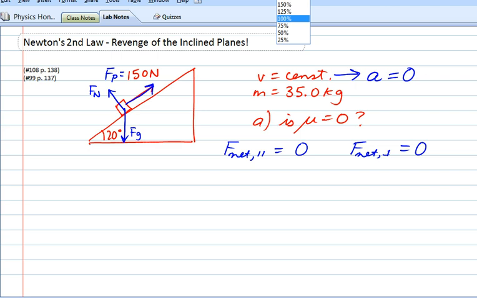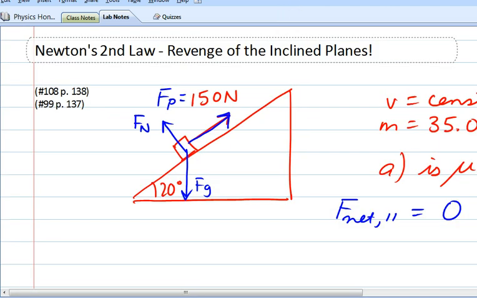Okay, so now let's zoom in a little bit and draw these forces a little bit more clearly. Once again, the force of gravity splits up into two forces: force of gravity perpendicular and the force of gravity parallel. And this right here is 20 degrees. So this is going to be Fg cosine of 20, and this is going to be Fg sine of 20. Or in other words, that's going to be mg cosine 20 degrees and mg sine 20 degrees.